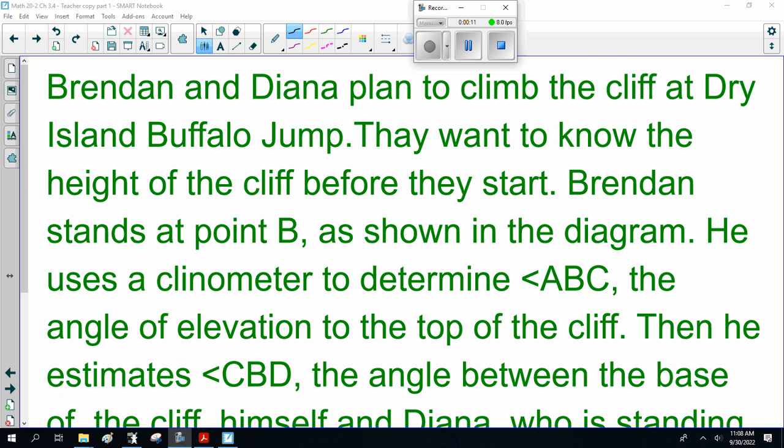Brendan and Diana plan to climb the cliff at Dry Island Buffalo Jump. They want to know the height of the cliff before they start. Brendan stands at point B as shown in the diagram. He used a clinometer to measure angle ABC, the angle of elevation to the top of the cliff.